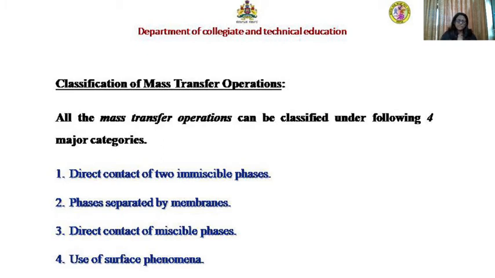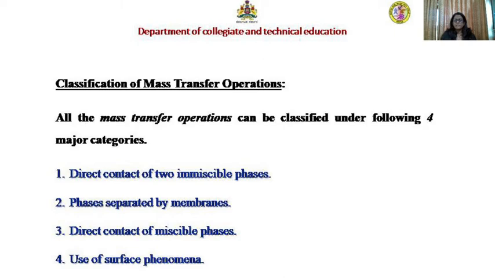The third category is direct contact of miscible phases. Here the two phases are miscible in each other and their contact also results in some kind of separation. How it occurs we'll discuss in the next session. The last category is use of surface phenomena, where some phenomena that exist at the surface of a fluid can be utilized to effect separation of components from the given substance.